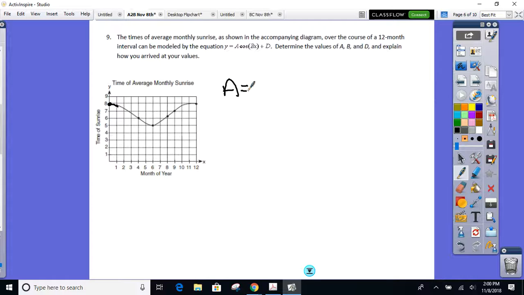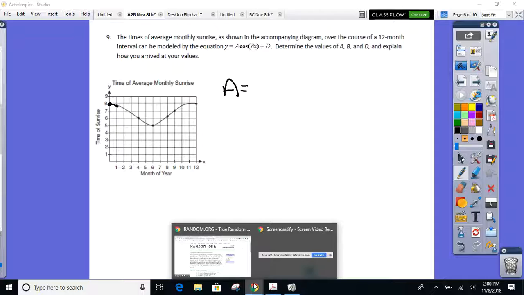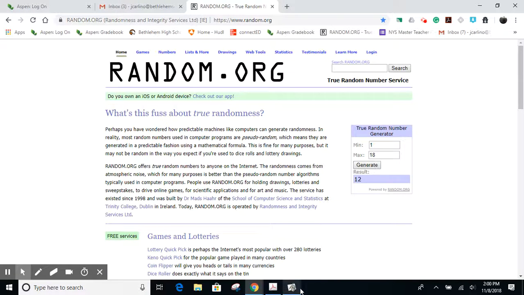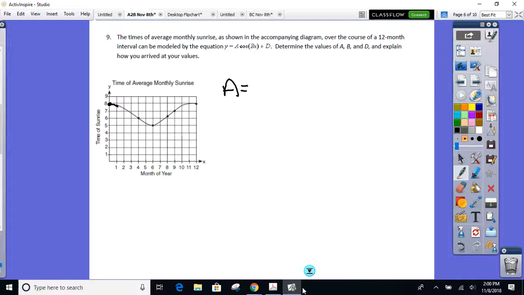All right, nothing's changing. How do I find the A value? What do you got for the max, Liz? 8 minus the minimum? 5 over 2. That A value, or the amplitude, will be? 3 over 2. Also known as, you can put 3 over 2, sure. You can put 1.5 if you want, whatever you're feeling.